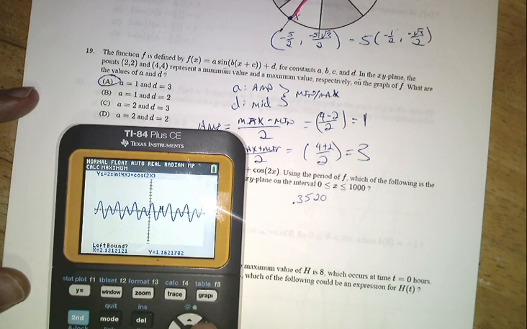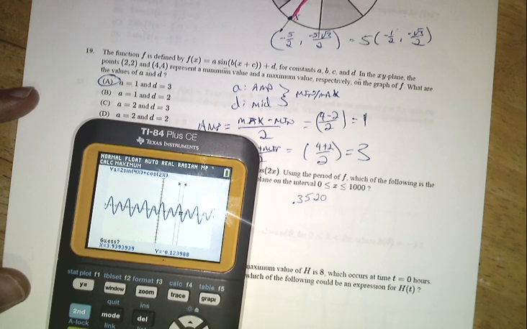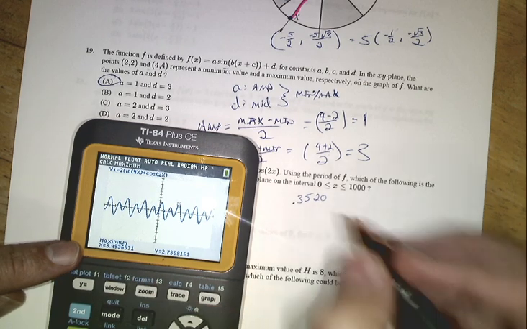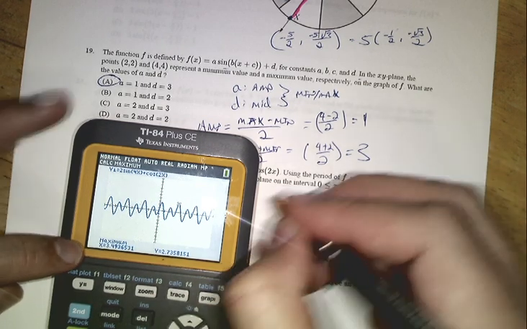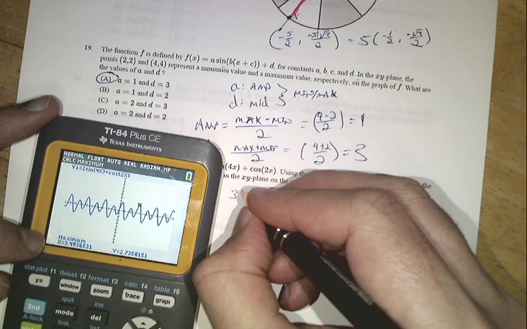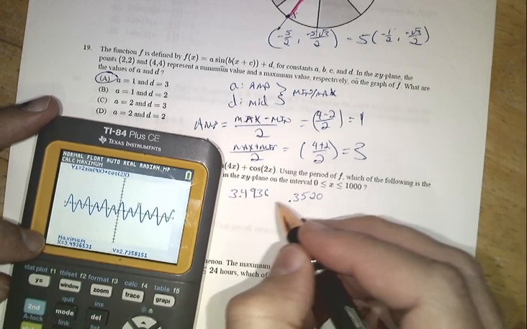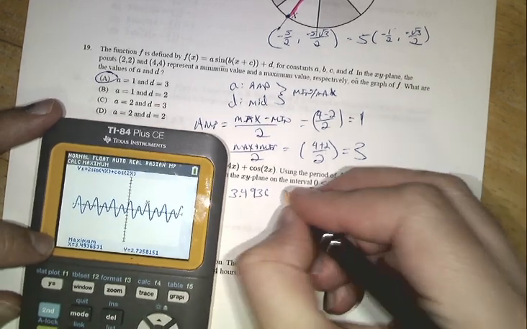And the next maximum occurs over here. So I'll put one line to the left of it, one line to the right, and then hit enter again. And it should give me another one. I have another maximum that occurs at 3.4936. So these are two x values for the maximum.